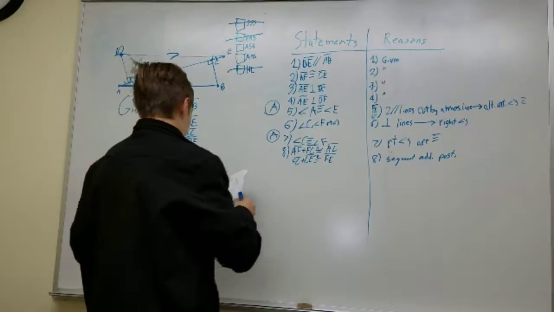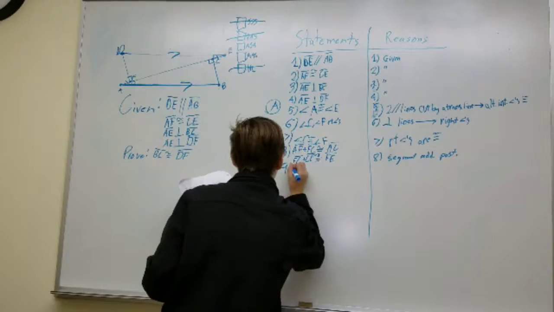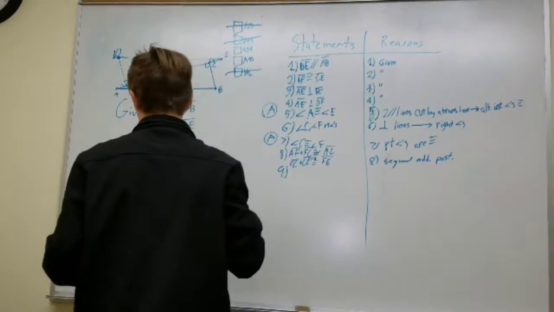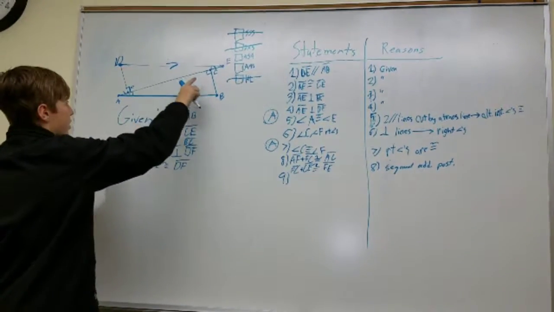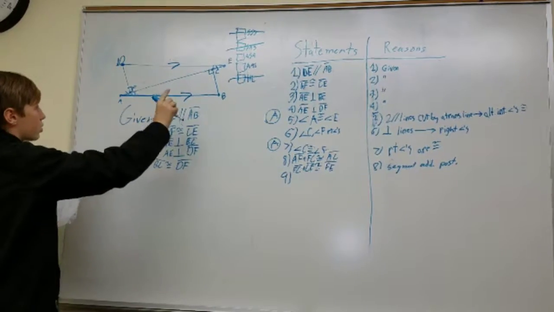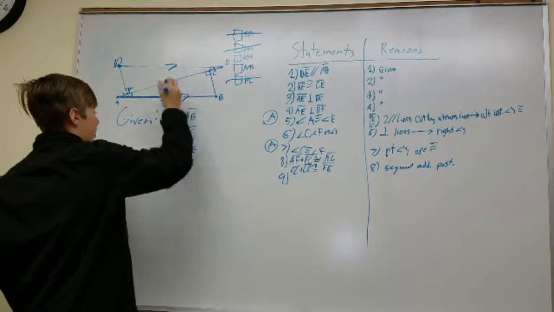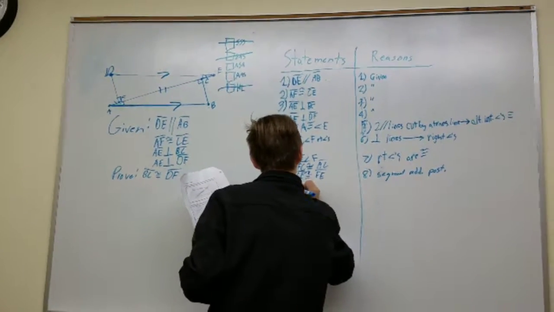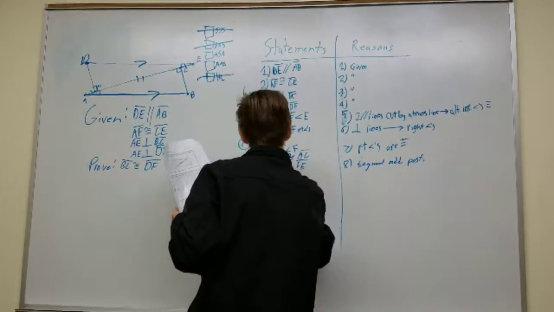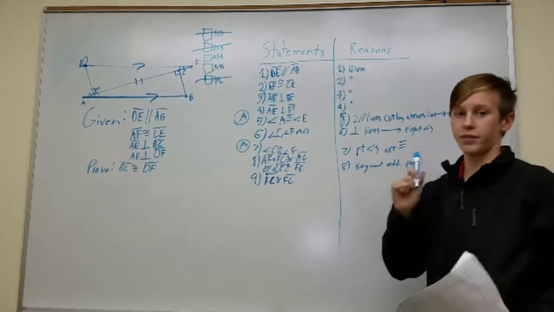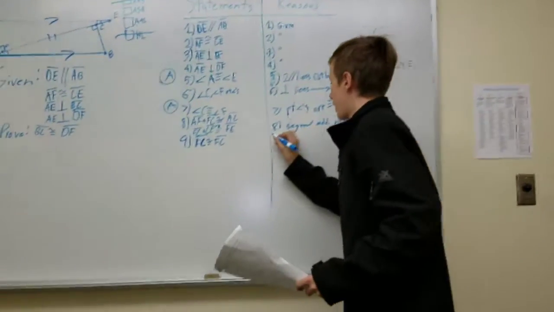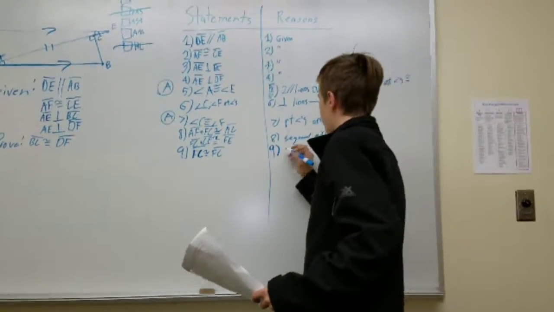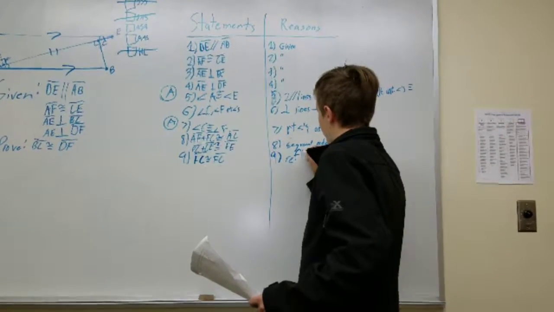And so now we're going to go down to step number 9, which we're going to go ahead and say that FC is congruent to FC. And I know that sounds ridiculous, a line being the same exact length of itself. However, you need to have that. And the reason for that is going to be the reflexive property.